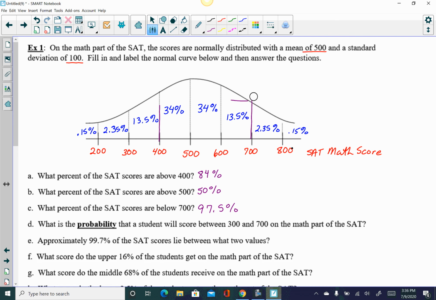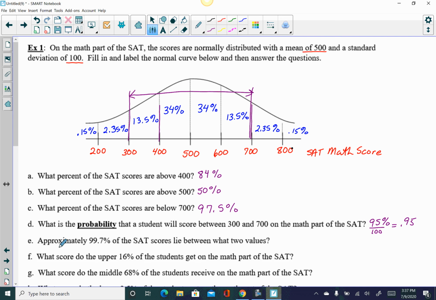So in Part D, it's asking for the probability that they will score between 300 and 700. So here's my 300, and here's my 700. I would need to add from here to here to get my percentage. When you add from there to there, you should arrive at 95%. Now to change that to probability, all that you do is just divide by 100. And so that means it's 0.95. Probability in this case will be answered as a decimal, okay? Moving forward, we would answer it more as a fraction, but in this section we just answer it as a decimal for probability.